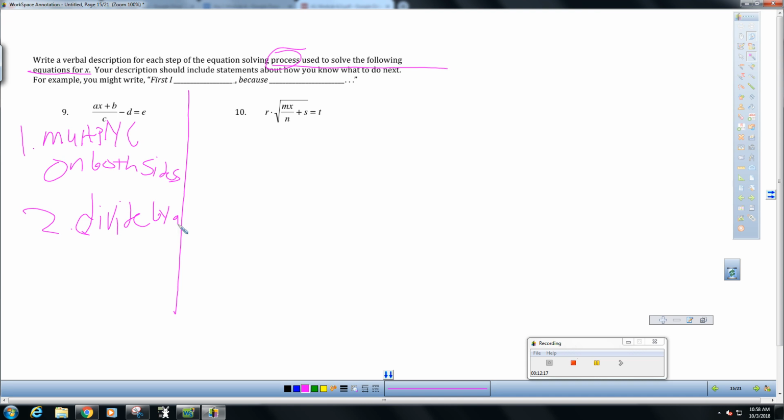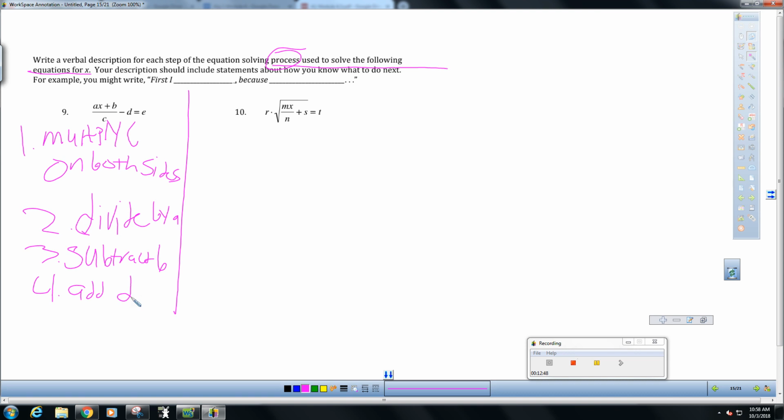So now we need to subtract b, since it's a positive, so we need to do the opposite. And then for d, we need to add d, since we're subtracting. And yeah, because there's no numbers on here, you really can't solve to find a number for this, so that would be the steps to do to solve this.